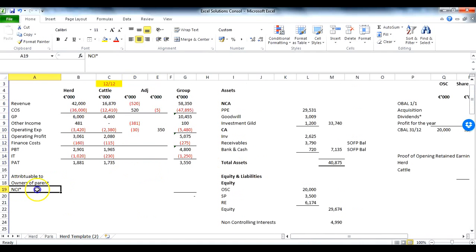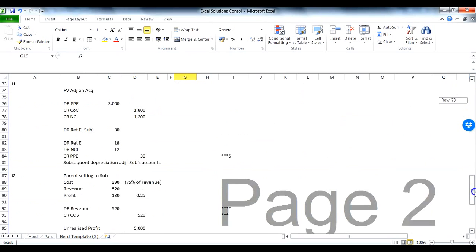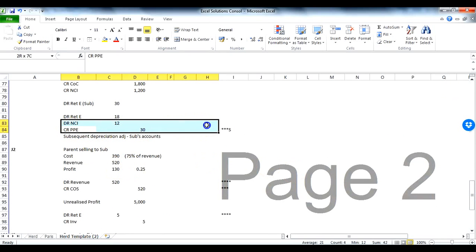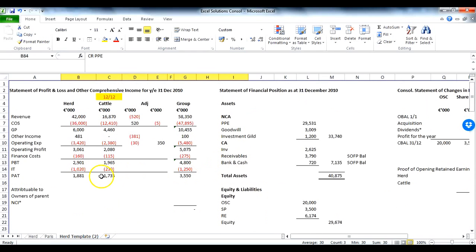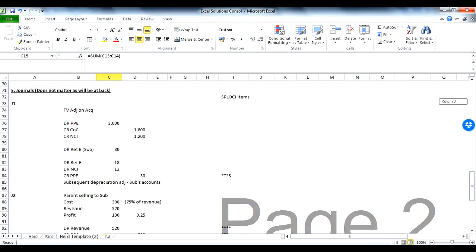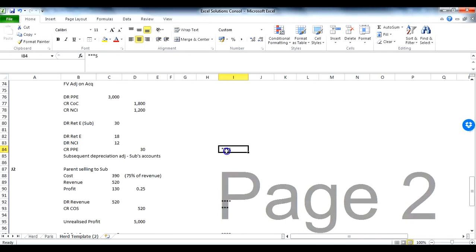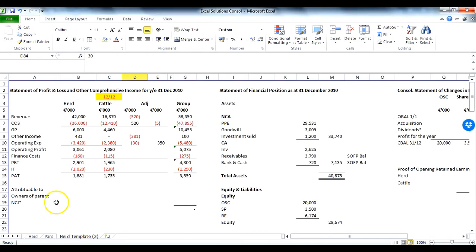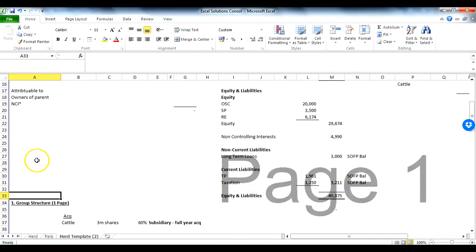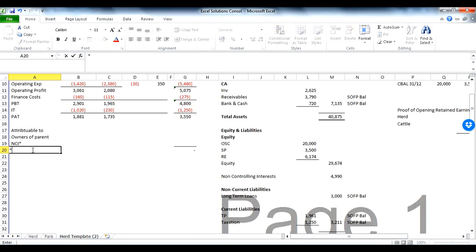Now when you come to the NCI, this is the tricky bit, and this is where the capital S is important. Down here there's one adjustment. When we go to allocate profit to the NCI, we don't use the 1735; we have to adjust it for any subsidiary profit adjustments, and that is 30. So when we're allocating the NCI, we'll just do it here, it'll be 1735 minus 30.